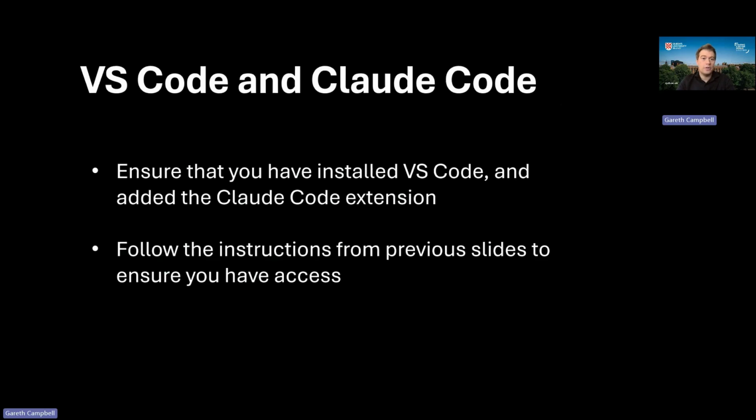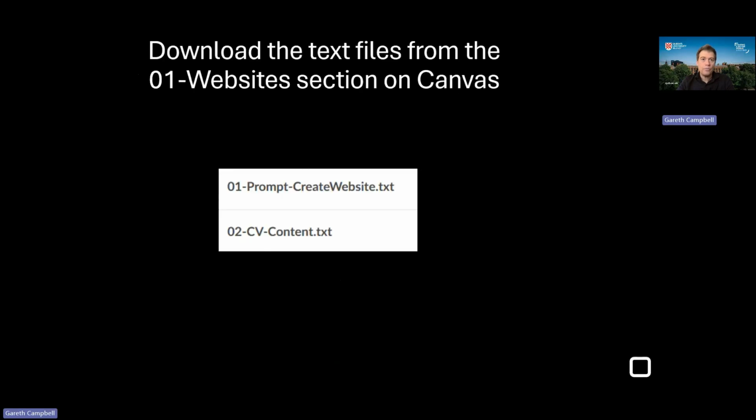So how do we go about this? First of all, we need to ensure that we have VS Code and Claude Code installed. Now, if you haven't already done that, go back to the first video in the series so that you can download VS Code, you can add the Claude Code extension, and then you register and connect up your Claude account. So once you have all of that done, we can then proceed from there.